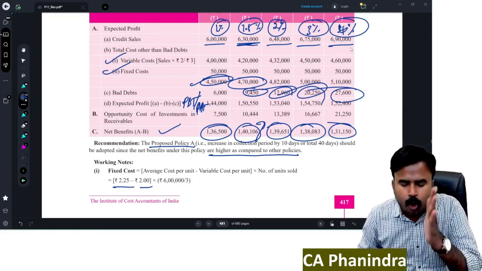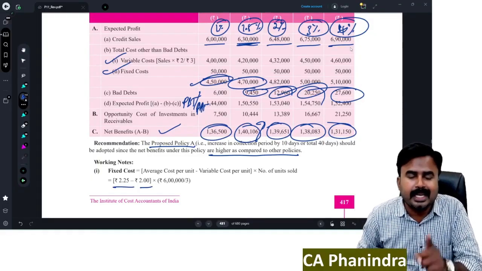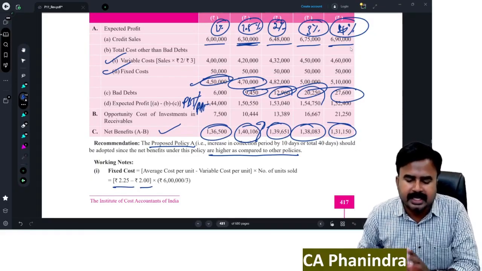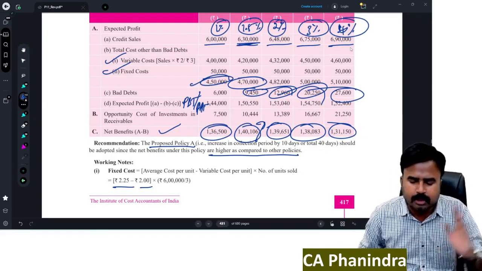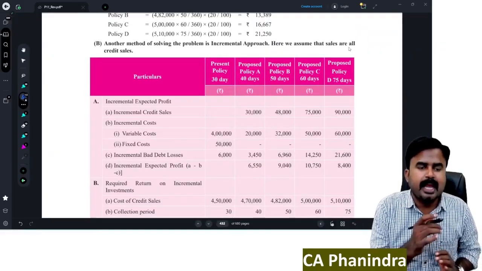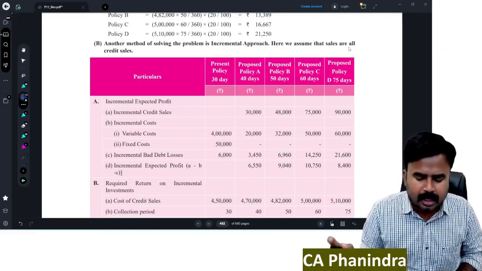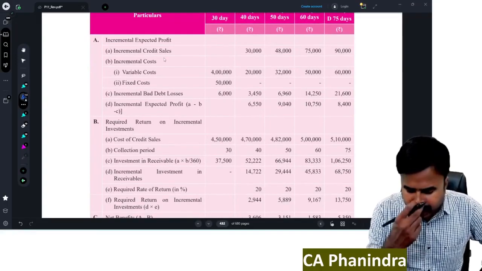Simple. Option A credit sales minus existing policy credit sales. That's your incremental credit sales with respect to option A. 6 lakh 30,000 minus 6 lakhs. 6 lakh 48,000 minus 6 lakhs. 6 lakh 75,000 minus 6 lakhs. Like that, I have to calculate incremental credit sales. The same computation is applicable for every cost component here, along with revenue.